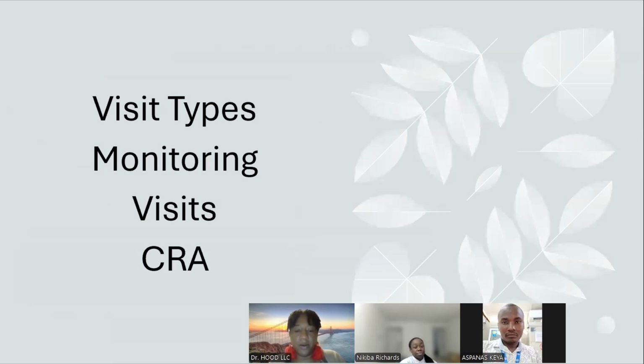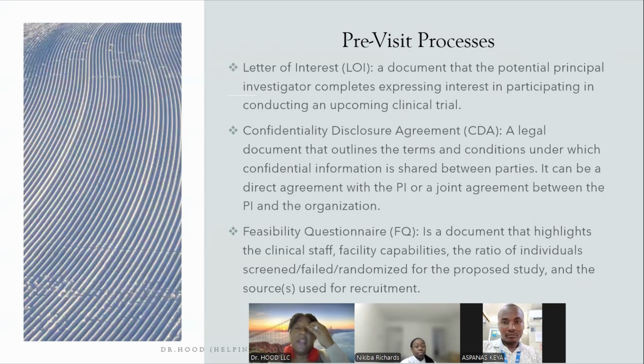Okay, so the visit types for monitoring visits. Before we get to that point, the site has to do these steps. The first one is the letter of interest. The PI will get an email. The sponsor or the CRO will reach out and say, "Hey, we got this study coming up. Will you be interested?" And it'll be a letter that they'll just sign with a brief synopsis of the protocol and the indication. So if it was diabetes, type 1, type 2, whatever endocrine disorder, it'll have just a little brief description. But it's basically saying I'm willing to participate.